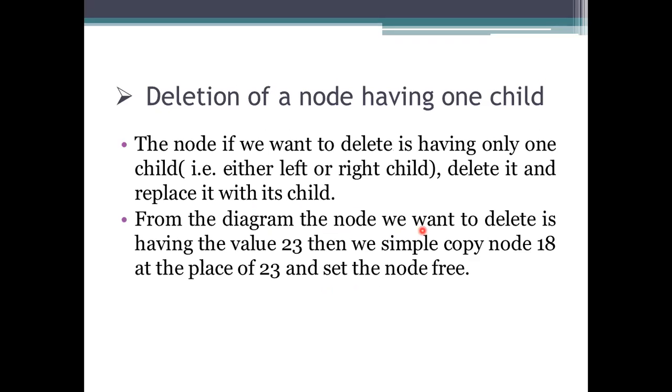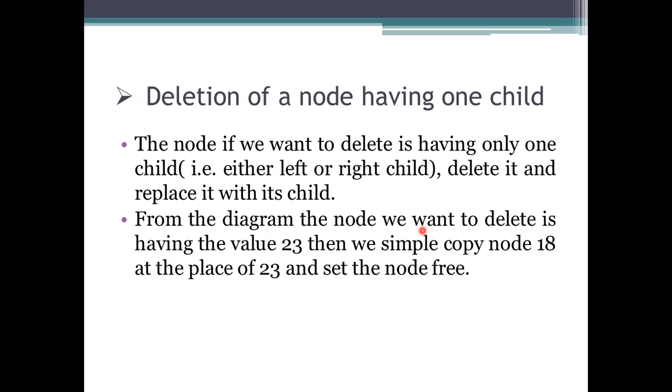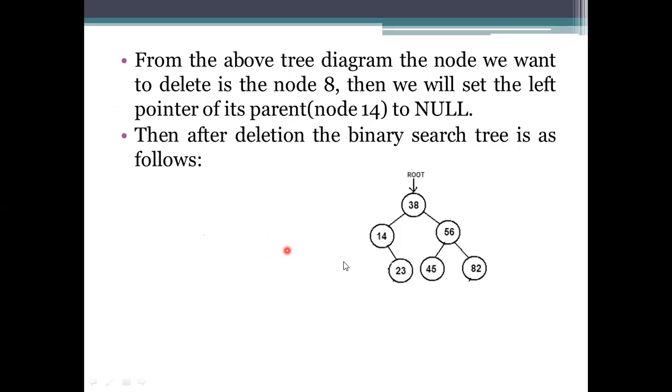Coming to the next case, which is a node having only one child. What I have to do is delete this value from the left child or right child and replace it with its child. Simply see here. I want to delete the element having the value 23. So here the 23 has to be deleted.